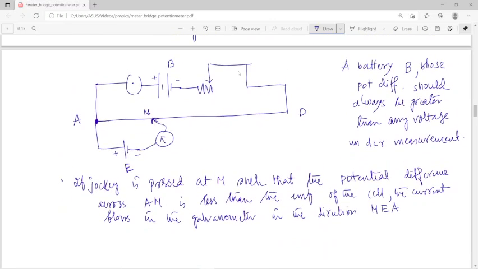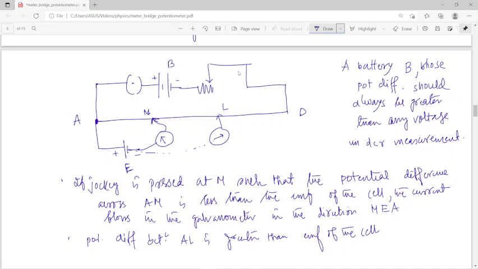Now say the jockey is pressed at point L. In that case, the potential difference across AL is greater than the EMF of the cell, so the current will flow in the galvanometer in the direction AEL.